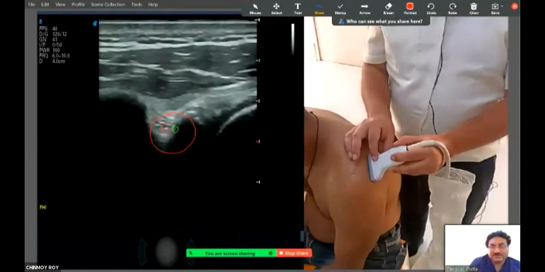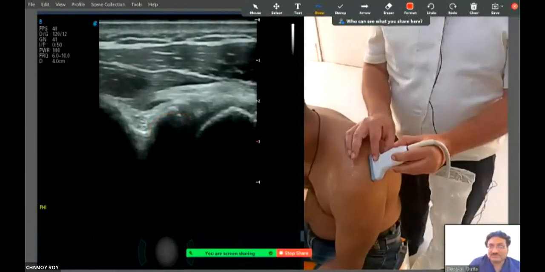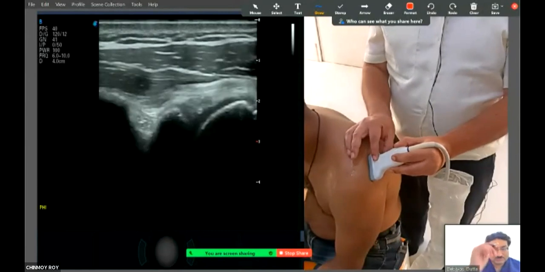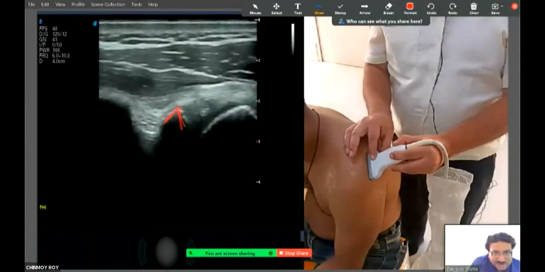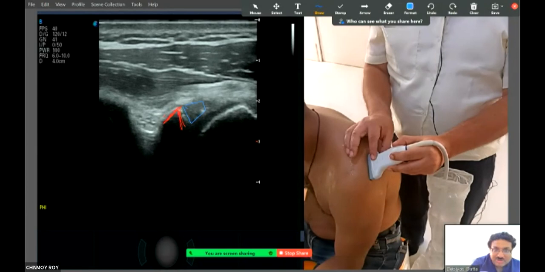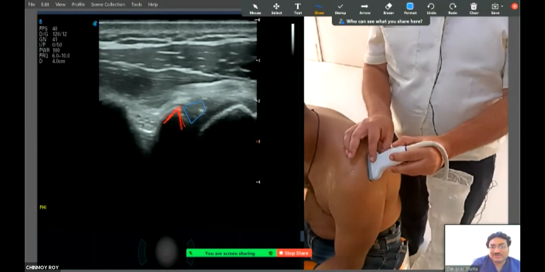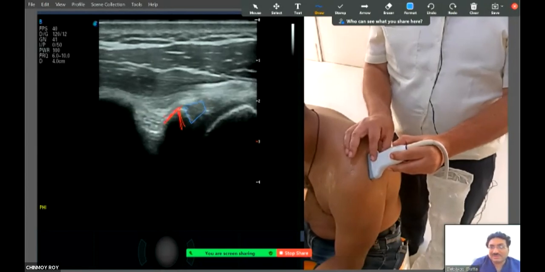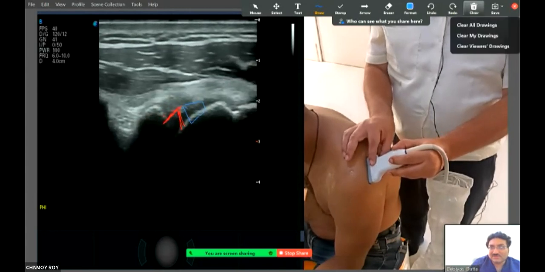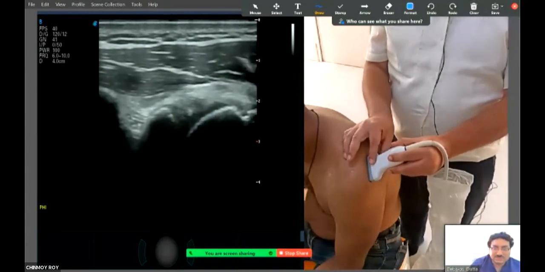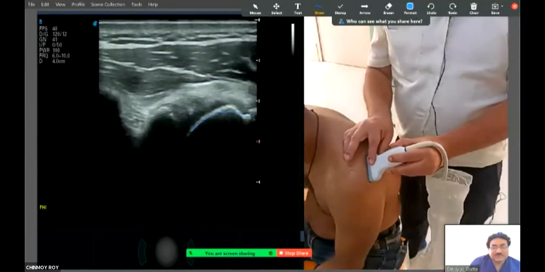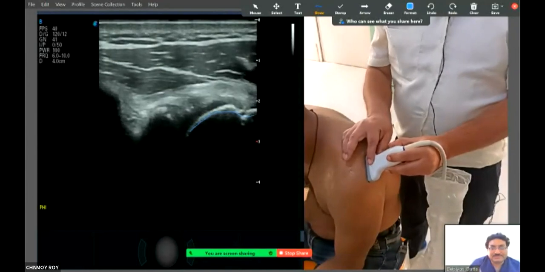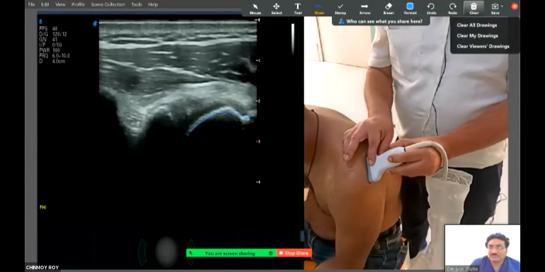Medial to that is the bony margin and then the glenoid labrum. Blue is labrum and red is bony margin. Then this is the head of the humerus. Just above the humerus there is cartilage too, but you have to remember that there is a small articular cartilage also.